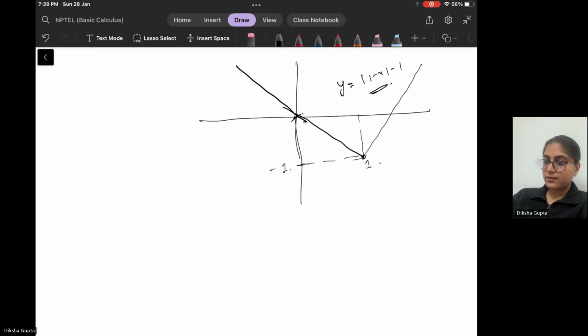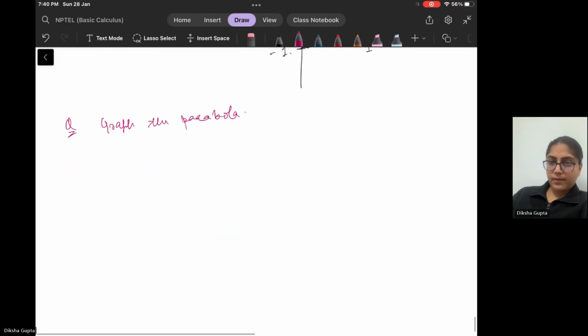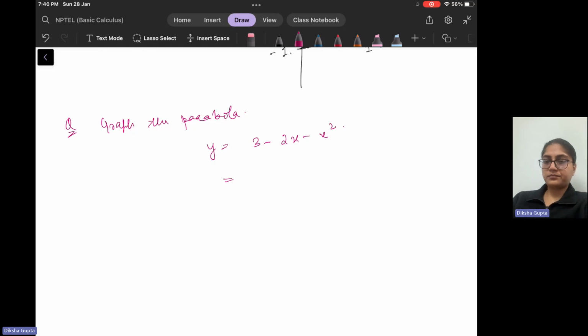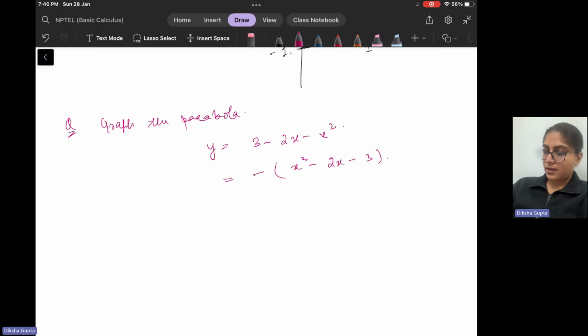Next is graph the parabola y equals 3 minus 2x minus x square. So for graphing, we have to see what kind of a prototype of the parabola it is becoming. So for that, we of course complete the square. y equals minus (x square plus 2x minus 3). So this is minus (x square plus 2x plus 1 minus 1 minus 3).